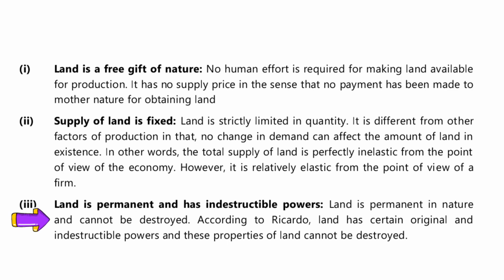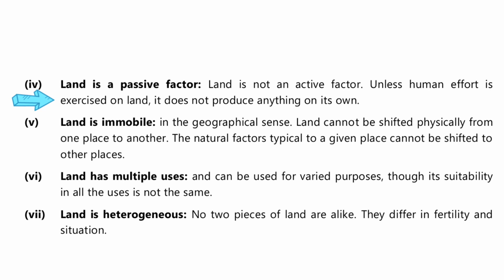The next one, it is a passive factor. Passive factor in the sense, on its own it cannot make anything. It's not an active factor to create something. Human effort is exercised on it, when he puts his work on it, he can produce anything. So it is called a passive factor. Next is land is immobile. Immobile, it cannot be shifted from one place to another. It has to be used as it is, where it is available.